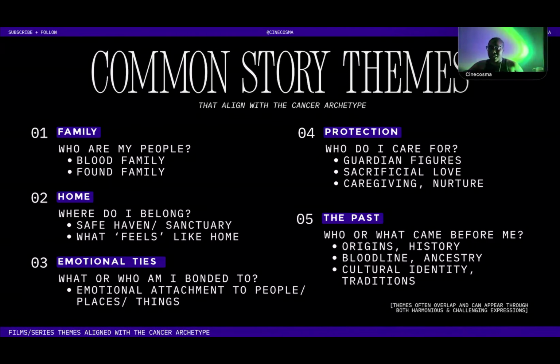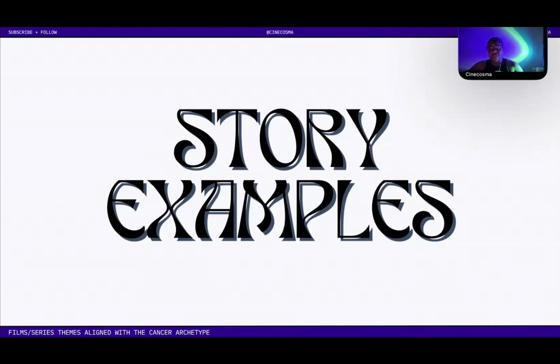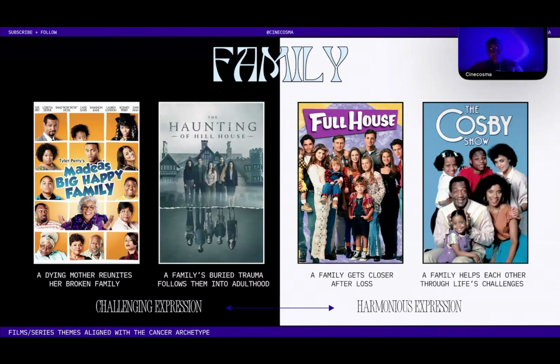And again, I'll explain that with examples, which I'm about to do right now. So let's get into some story examples. Starting with family, I have four different examples on the screen. I'm sure at least one of these is familiar to you. I have Medea's Big Happy Family, The Haunting of Hill House, Full House, and The Cosby Show.